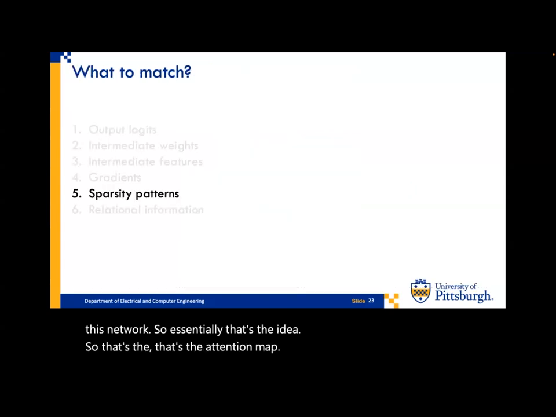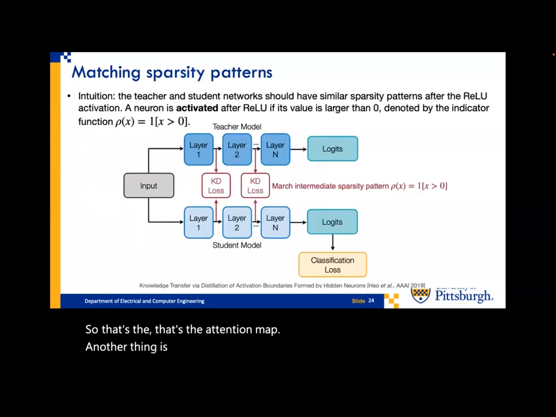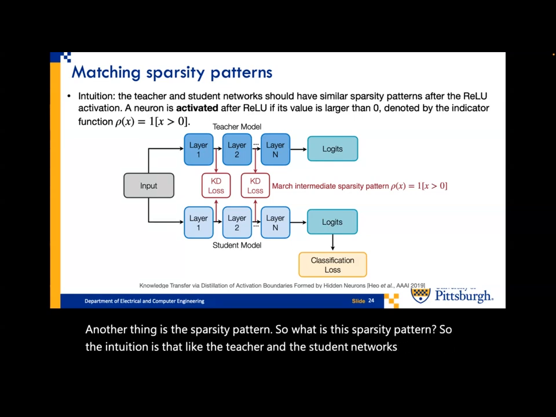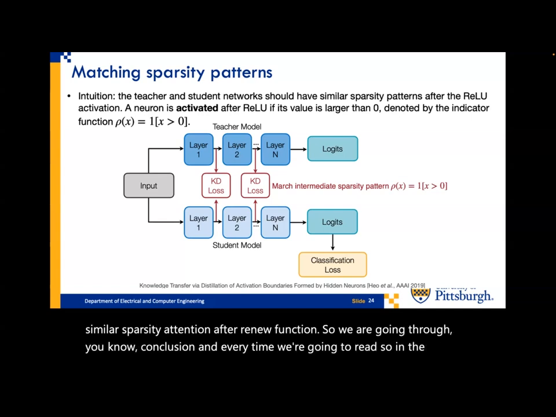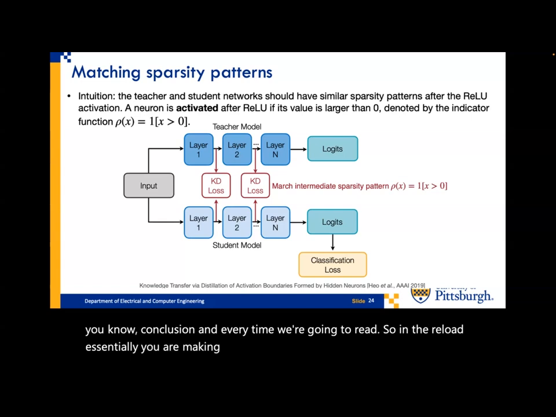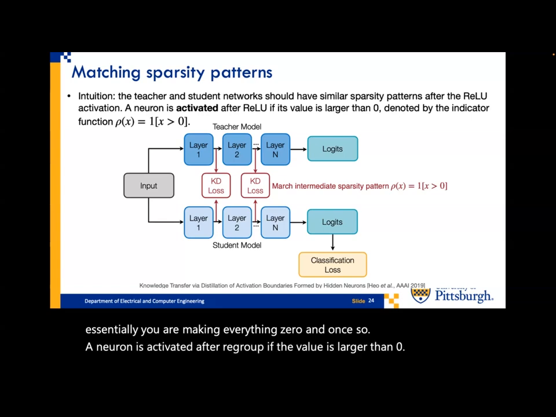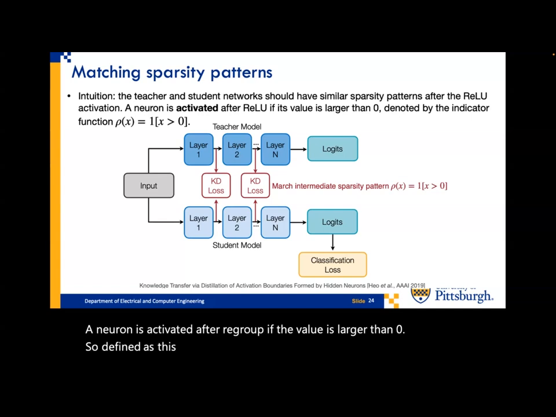Another thing is the sparsity pattern. So what is this sparsity pattern? The intuition is that the teacher and the student networks should have similar sparsity patterns after the ReLU function. We go through convolution, and every time we go into ReLU, essentially you make everything 0 and 1s. A neuron is activated after ReLU if the value is larger than 0. It's defined as this, and you are trying to match the activation pattern of these two.